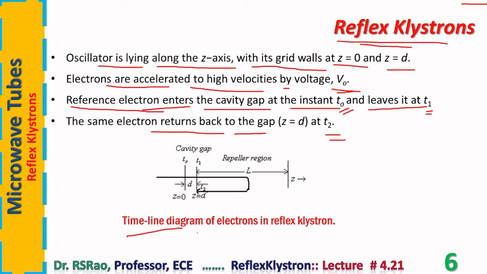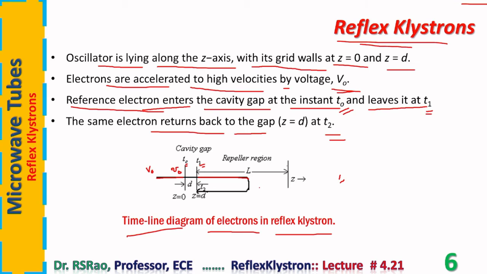The timeline diagram of electrons in a reflex klystron is shown here. This is the electron beam. It is accelerated to high velocities using voltage source V0. The velocity they acquire is indicated by small v0. They enter the cavity gap at instant T0 and leave the gap at T1. These are standard symbols. Then the reference electron enters the repeller region.